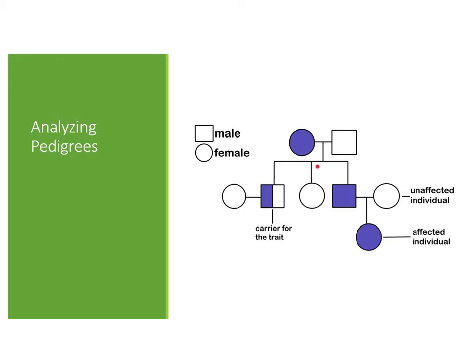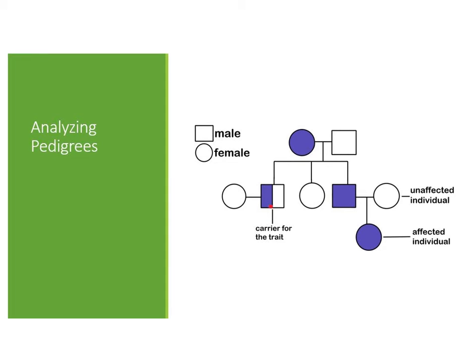And then if a circle or square is completely filled in, it means this individual is affected. So they have whatever genetic trait or disorder we're looking at. If the circle or square is left completely unfilled, it means that they are unaffected. Okay, they don't have this disorder, they don't have the trait, they don't have even the genes for it.